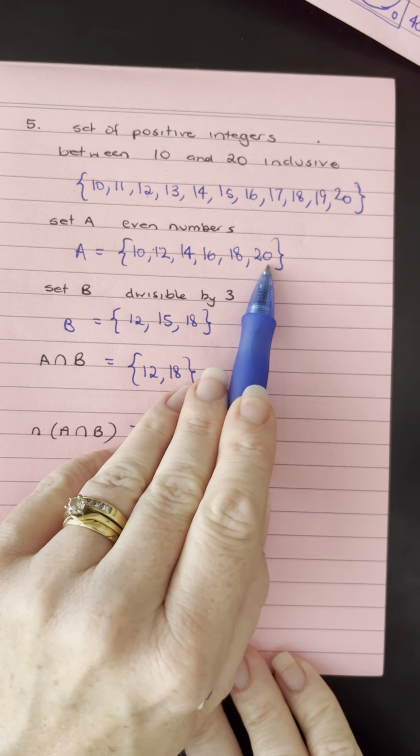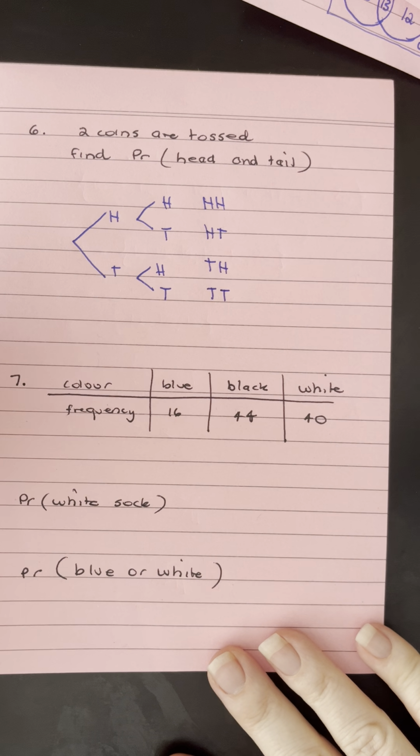Now my last 2 questions. 2 coins are tossed. We want to find the probability of a head and tail. So we want to draw our tree diagram. So we've got head, tail, head, tail, head, tail, and then we can draw our combinations for that. So we can have head, head, head, tail, tail, head, and tail, tail. So I've got 4 outcomes there.